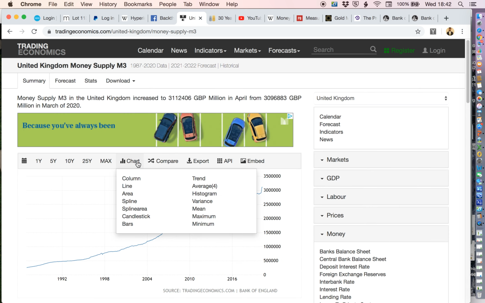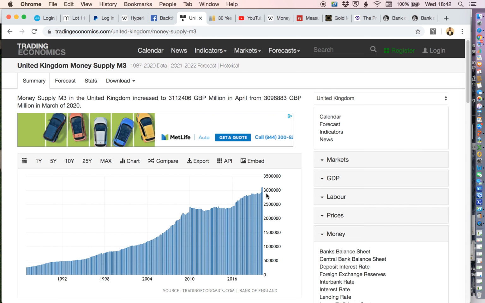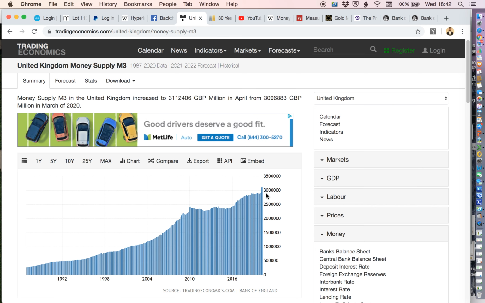Let's go to max. Let's go to column again. Again, can you see it's swelling even more? It's swelling because it's a combination of M0, M1, M2. Or you could just argue it's M2 plus the extras in M3, which are repurchase agreements, money market funds, and debt securities up to 2 years. It's getting even bigger. It's just expanding even more.